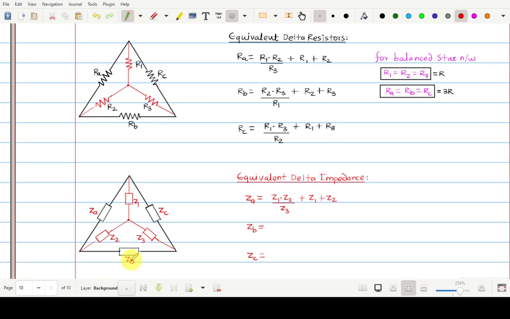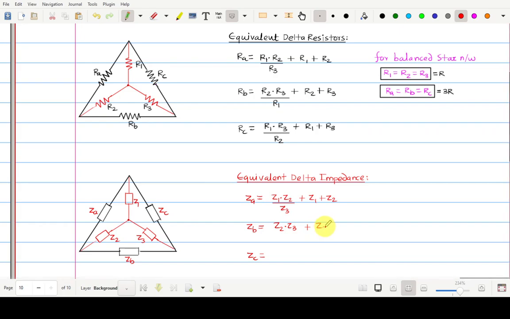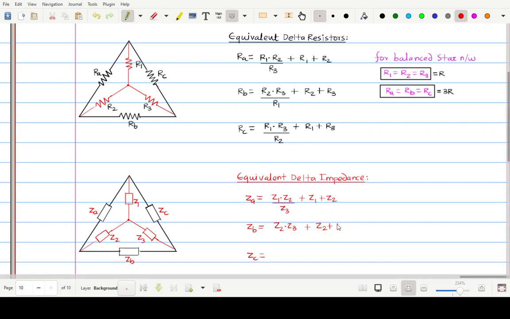You want to calculate ZB. Nearest impedances are Z2 and Z3. So Z2 multiplied by Z3. Multiply them and then add them. So Z2 plus Z3, and this should be divided by the remaining impedance. So what is remaining? Z1 was remaining.